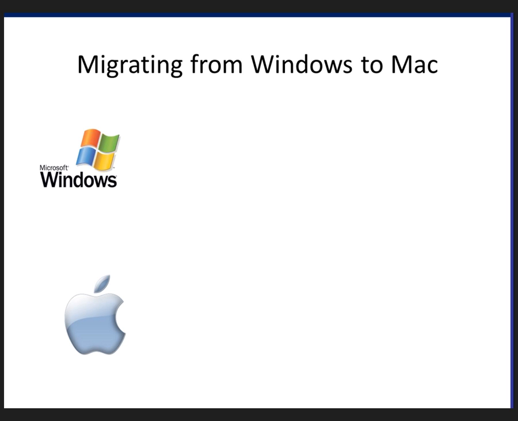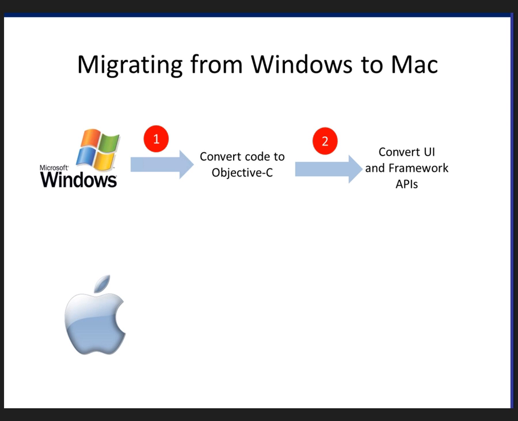All right, now if we're going to walk through the steps of migration here, it would look somewhat like this then. If I have some code on Windows, I of course need to convert that code to Objective-C. From there, I need to convert all of the UI, handle all the events, and more importantly, behind the scenes, invoke the appropriate platform APIs.